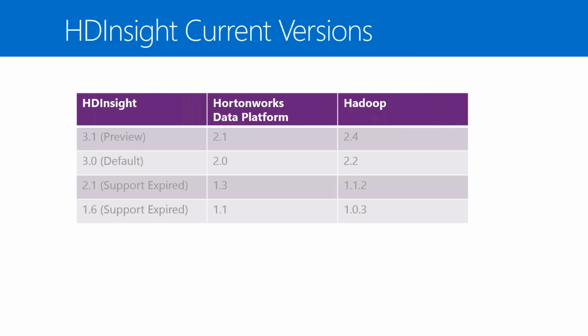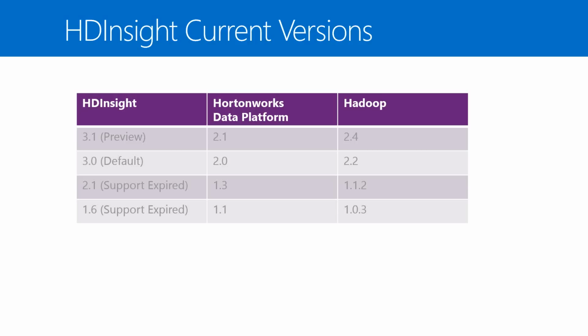Now, HDInsight comes in four flavors. You have 3.1, which is still in preview, and 3.0. Whenever you create a cluster, if you don't mention the version of the cluster, by default it will create a 3.0 HDInsight cluster. Then there are 2.1 and 1.6. So you can see in parallel the versions that Hortonworks Data Platform, or HDP, offers. With 3.0 HDInsight, you get Hortonworks Data Platform 2.0, and Hortonworks has packed Apache Hadoop 2.2 in its Hortonworks Data Platform 2.0 version.